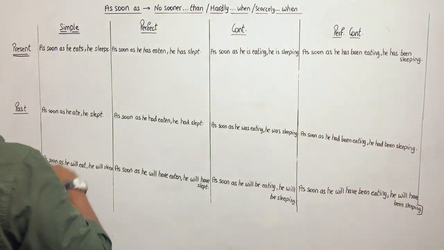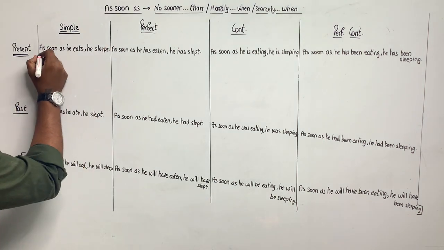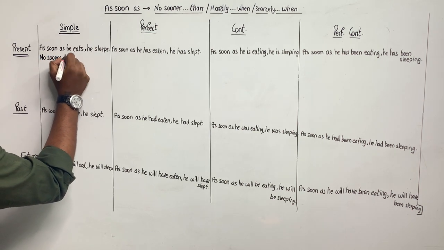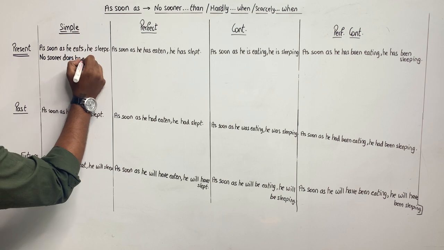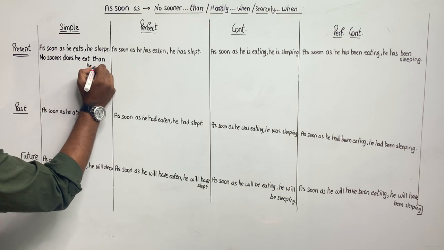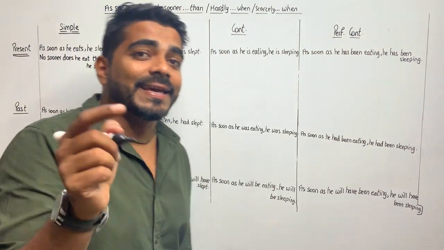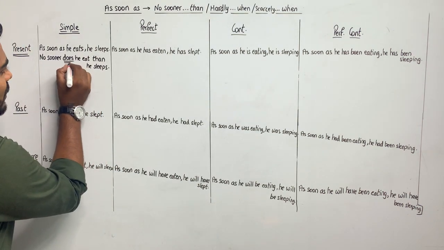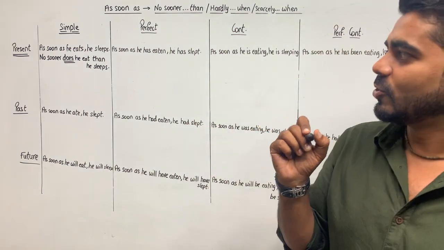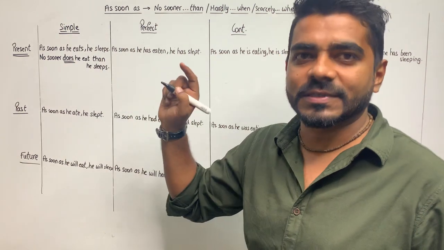Let's begin. As soon as he eats, he sleeps. The answer to this is: no sooner does he eat than he sleeps. Now why have we written does? Because the question is in the simple present tense. Okay. So, no sooner does he eat than he sleeps.